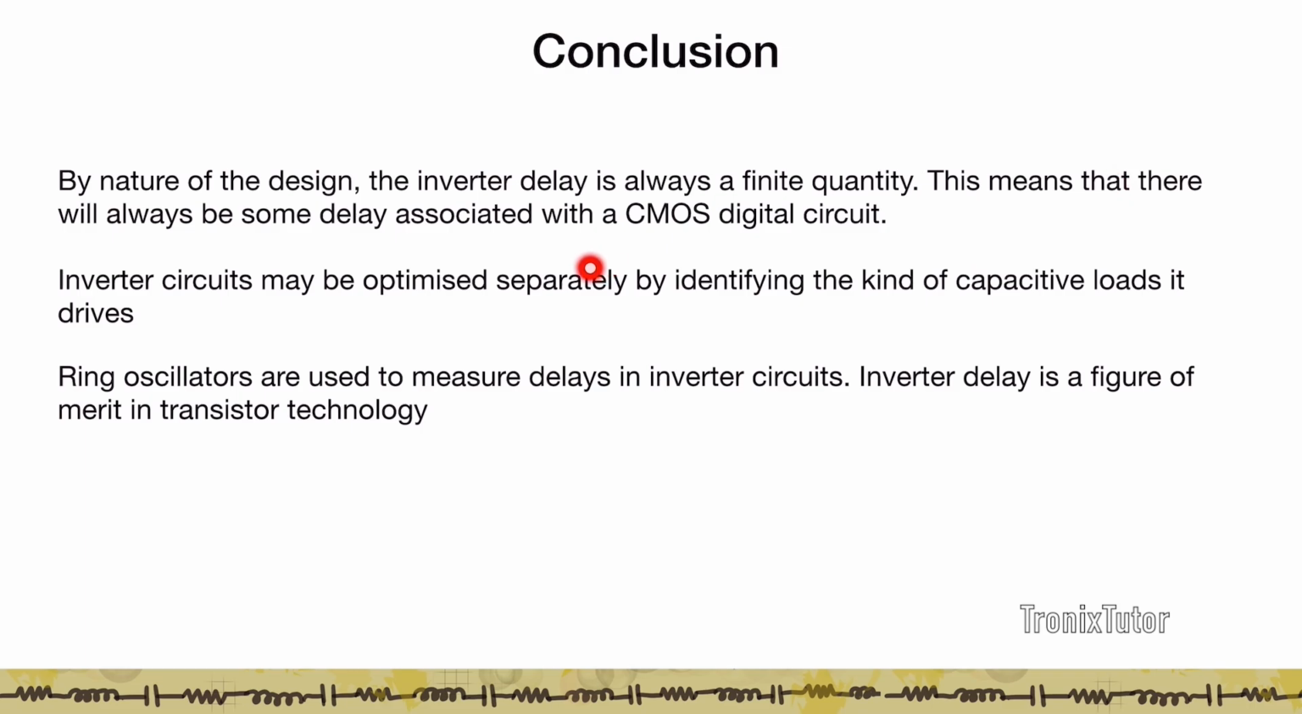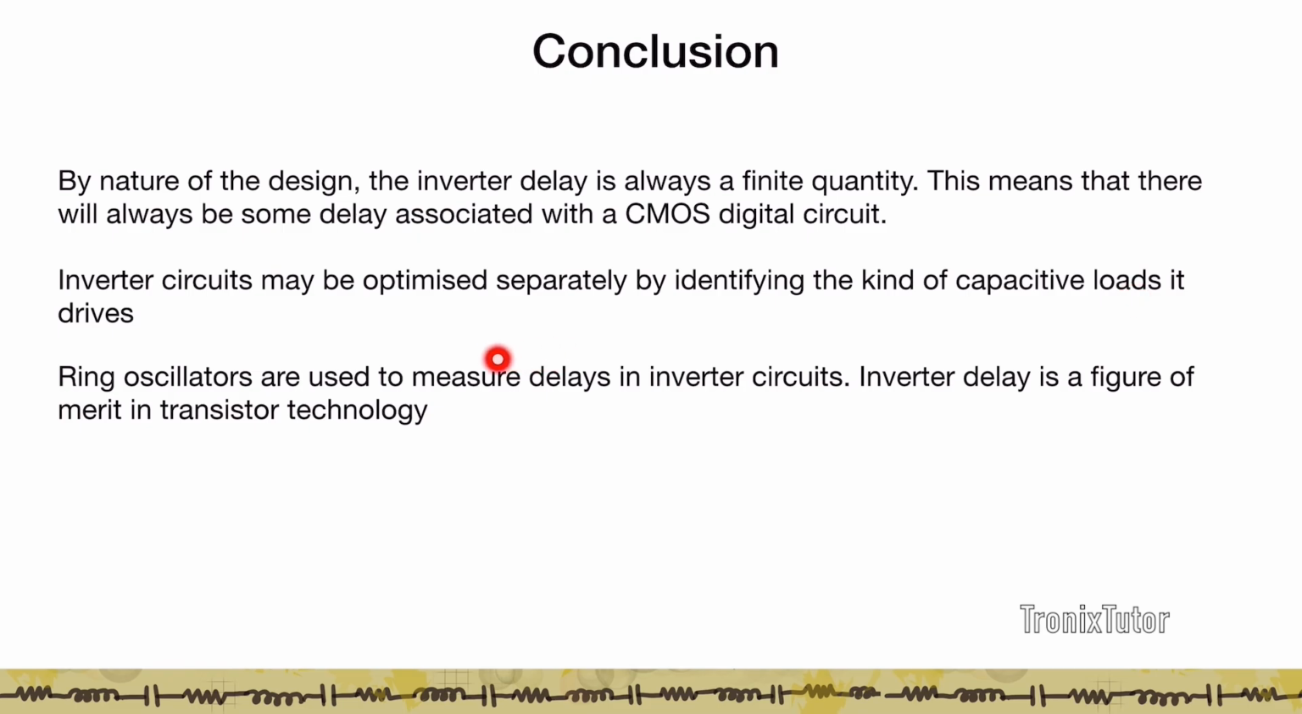Inverter circuits may be optimized separately by identifying the kind of capacitive load that they have. So suppose you find out that a certain inverter has a load which is very interconnect dominated, then you can try reducing its delay by increasing the size of the transistors. There is a limited gain you'll get by increasing the size of the transistors, because beyond a certain point, the delay is not going to fall as much as you expect.